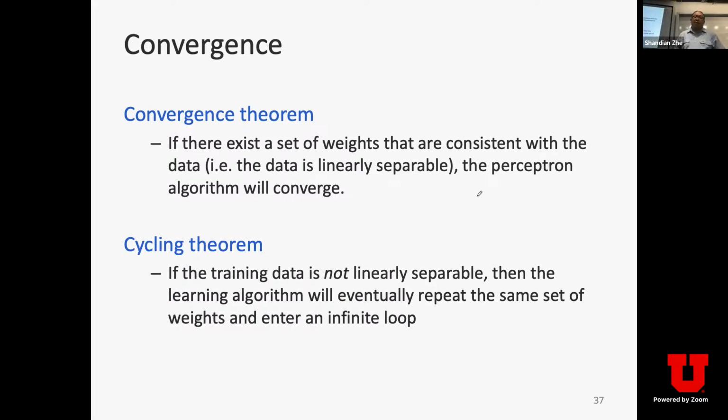And we have a second theorem about the perceptron. It's called the cycling theorem. What it says is that if your training data is not linearly separable, that means you cannot find any hyperplane that can separate all the positive examples from all the negative examples, then if you keep running the perceptron algorithm, it will eventually repeat the same set of weights and enter an infinite loop. So like you got W1, W2, W3, W4, and your update is just cycling around this set of distinct weights. So this is the basic behavior of the perceptron.